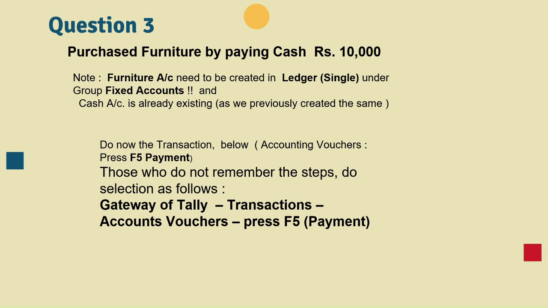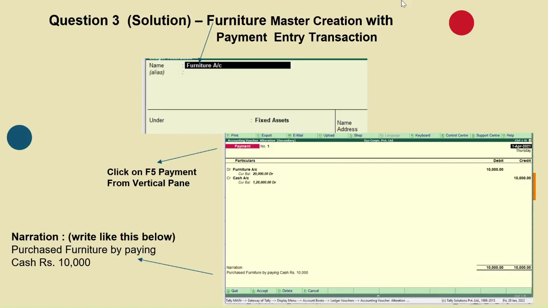So here we have to open a furniture account under the group fixed assets. Already cash account we have opened, we'll see that. So only we need to open furniture account, and then you have to press F5 on the side toolbar. Then this page will be opened. So now you have to type furniture account debit. That is, you have to enter the amount and then cash. Okay, and then you have to write the narration.